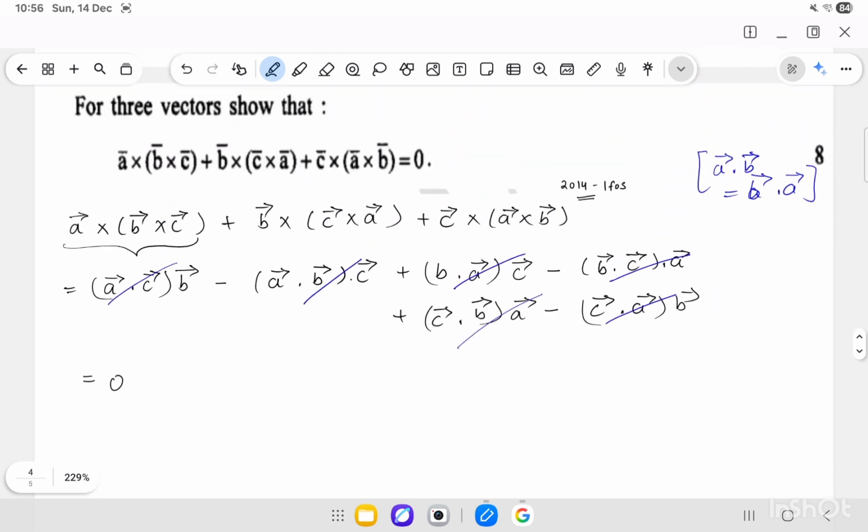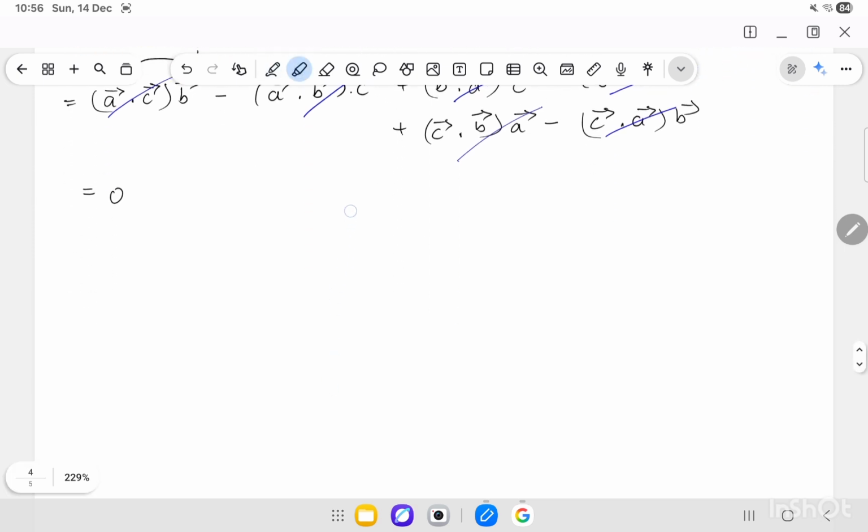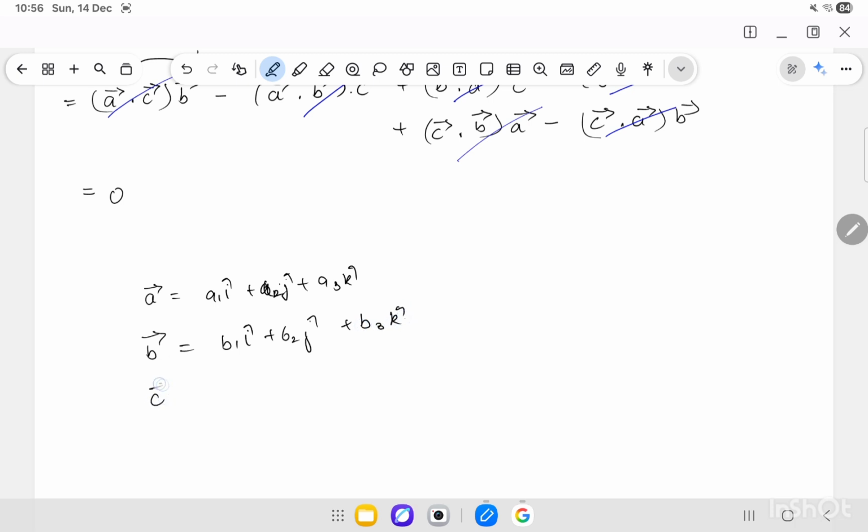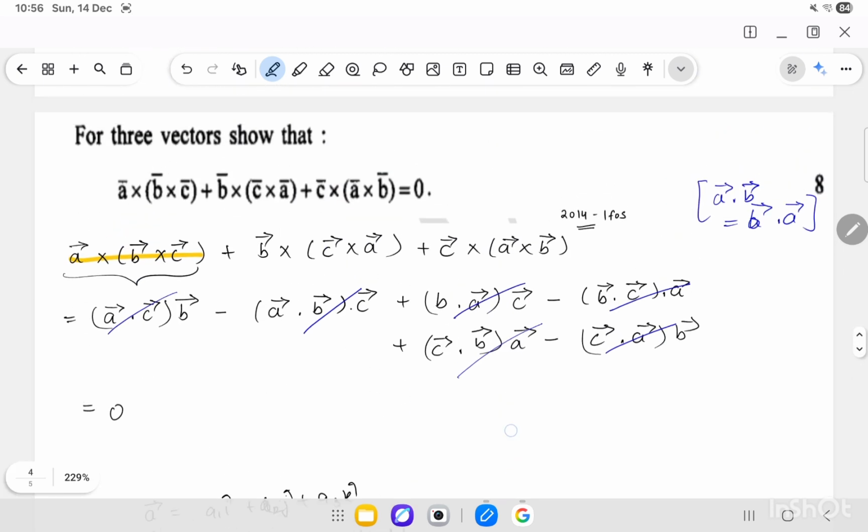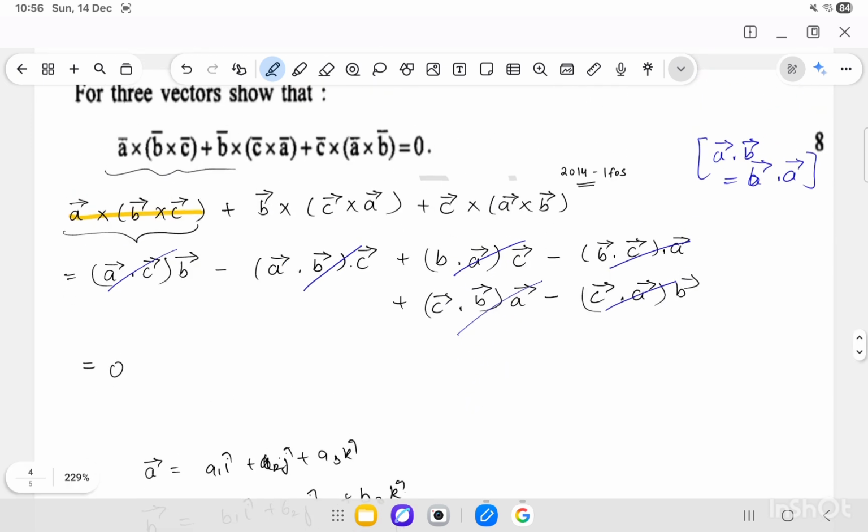Or if you don't want to approach it by this method, like if you don't remember how to expand this term, then what you can do is assume a vector as a1 i cap plus a2 j cap plus a3 k cap. Likewise, you can assume b vector as b1 i cap plus b2 j cap plus b3 k cap, and likewise c vector as c1 i cap plus c2 j cap plus c3 k cap, and evaluate each of these terms individually. But then it will become too lengthy to solve via that method, so it's better to remember some basic results in vector analysis.